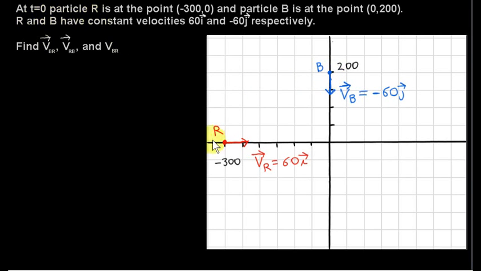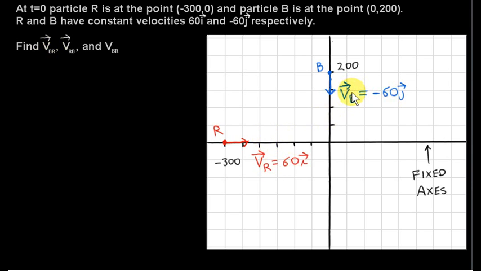At t equals 0, particle R, the red particle, is at the point (-300, 0), and particle B, the blue particle, is at the point (0, 200). R and B have constant velocities 60i and -60j respectively. Find the velocity of B relative to R.